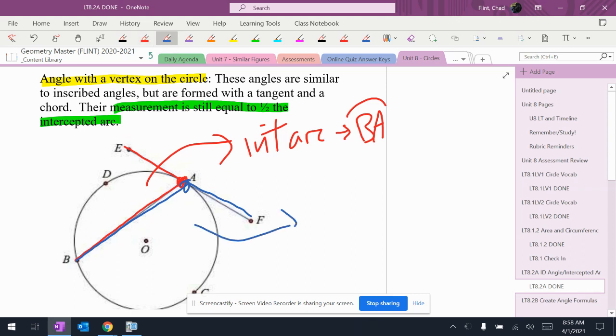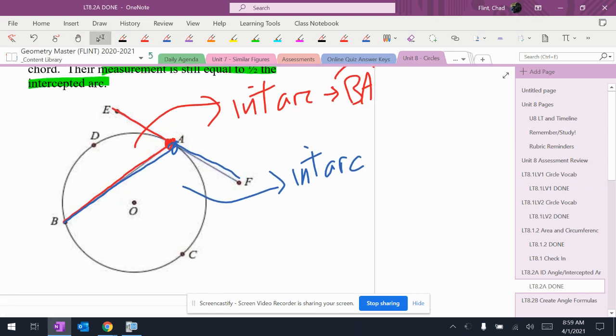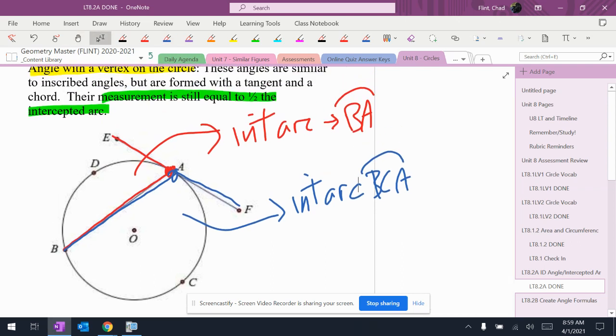If I take the blue one, the intercepted arc is, again, BA, but this time it's more than half the circle, so I'd have to write BCA. Remember, that's a major arc, the other one's a minor arc. And they'd be half of those arcs.